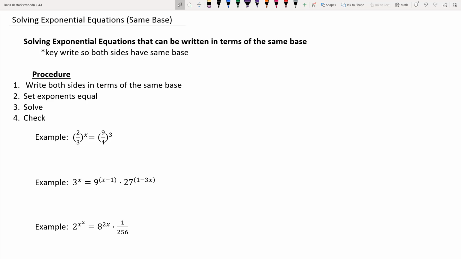The focus of this lesson is on solving exponential equations in which each side of the equation can be written in terms of the same base. So the procedure for doing that is to determine what that base would be. Sometimes you use prime factorization to help you determine what that same base is. And then once you get it in terms of the same base, you're going to set the exponents equal, solve, and then check your solution. So let's go ahead and take a look at an example.